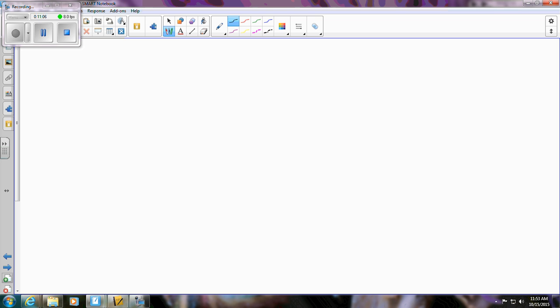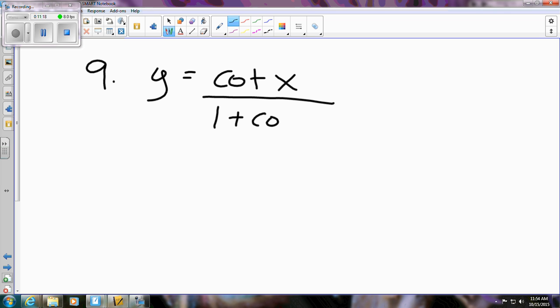Number 9? Can anybody read me the original problem, Cameron? All right, it's cotangent x over 1 plus cotangent x. Whoa. And we're supposed to take the derivative of that?